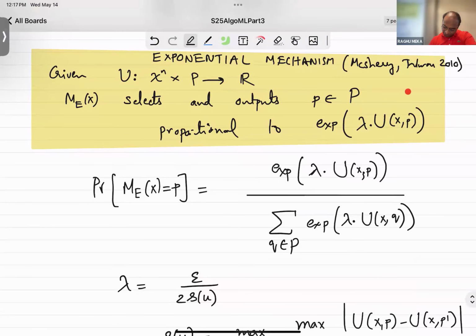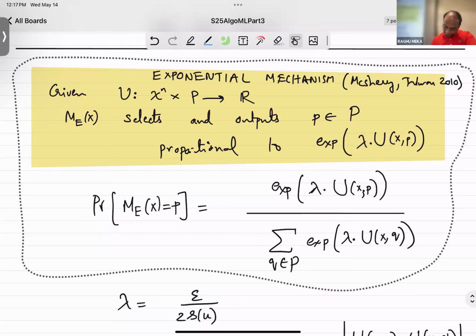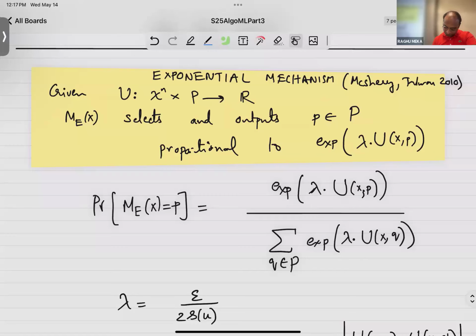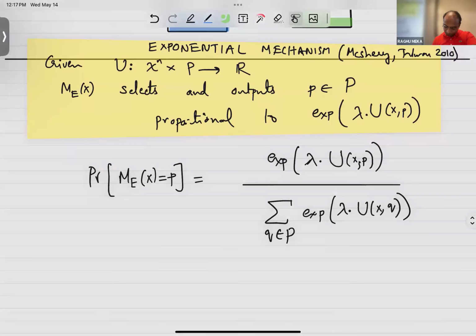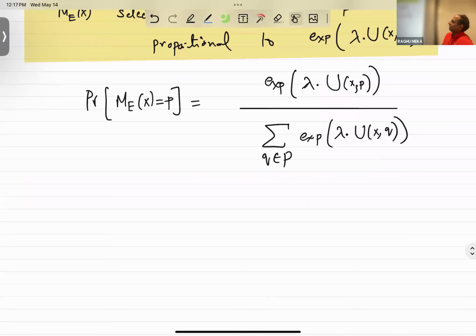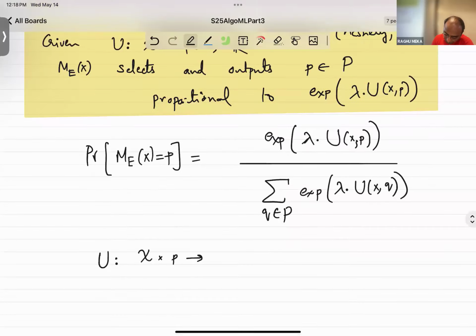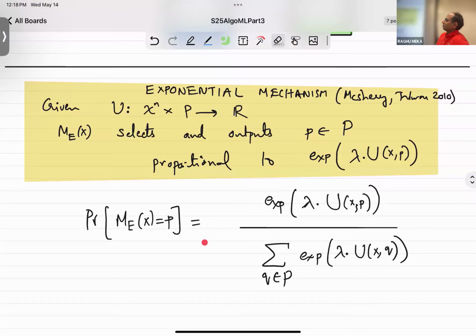Okay, so we were looking at this mechanism, right? And we want to know if this preserves differential privacy or not. The exponential mechanism, where you had this utility function, whatever that utility is.